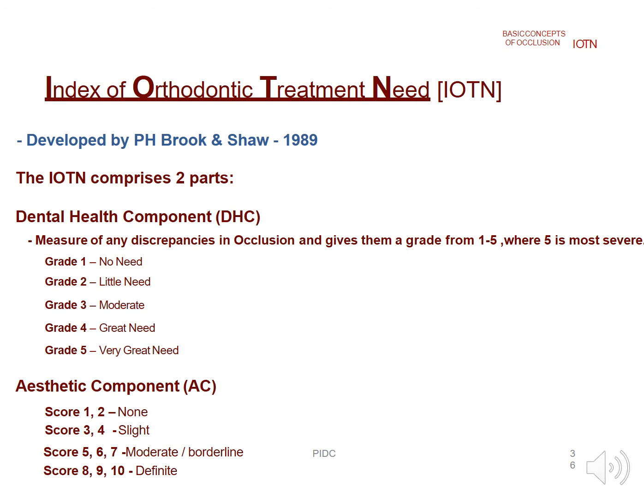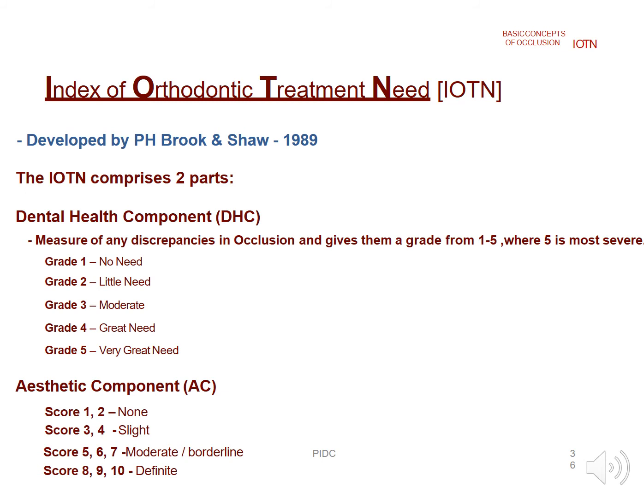IOTN was developed by Brook and Shaw from the University of Manchester, United Kingdom in 1989. The IOTN consists of two parts, which are the dental health component or DHC and the aesthetic component or AC. The dental health component measures any discrepancies in occlusion and gives them a grade from 1 to 5, where 5 is the most severe.